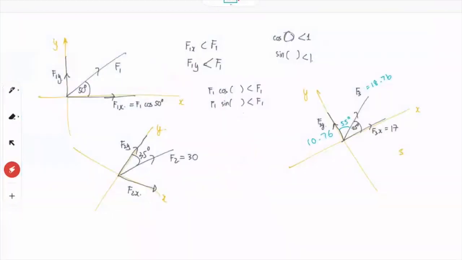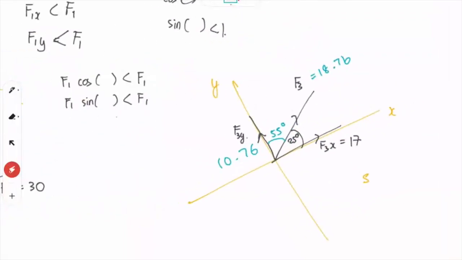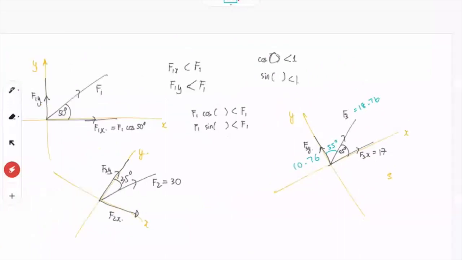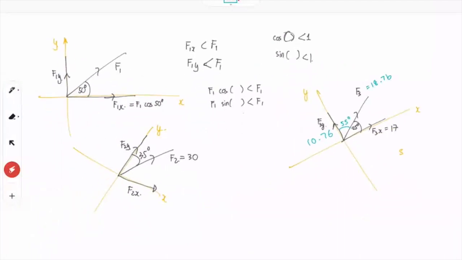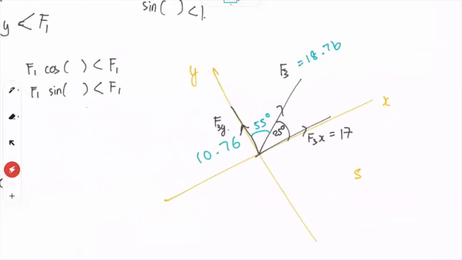Wait. For that one, if I use sine, I take sine 25 times F3. But I can just take the angle and use cosine, right? Yes. If you like the cosine, because cosine means touching, then you can visually see touching. Wait, when do I use sine again? Some students do that.